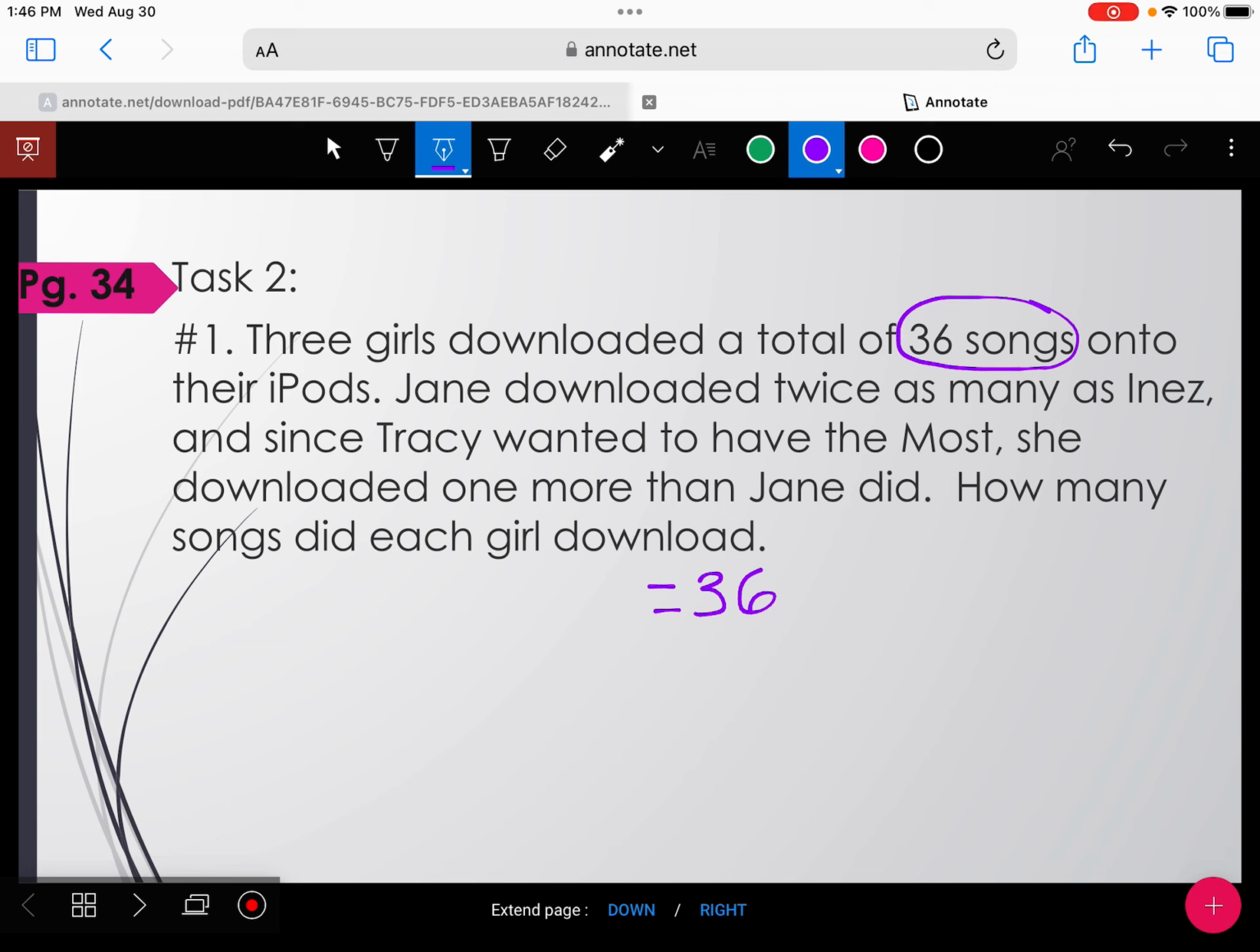Not numbers in the story. All 3 girls, right? So Jane's songs combined with Tracy's songs combined with Inez's songs. Inez's? Is that how we say it? Yeah, Inez's. If I combine the number of songs they downloaded, we get 36 songs. What else do we see up here?